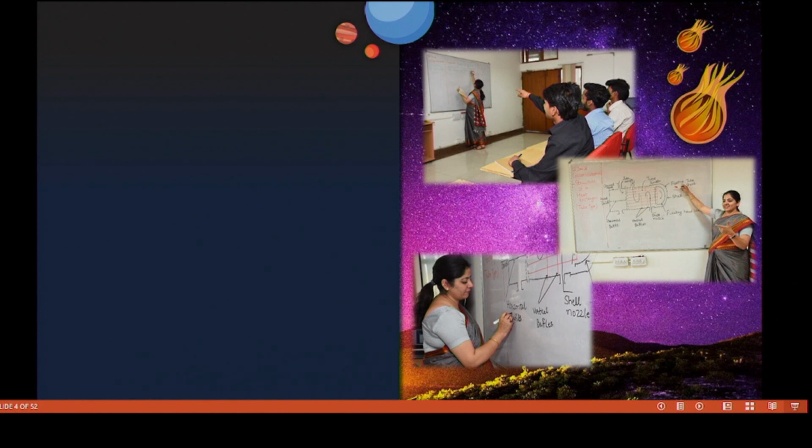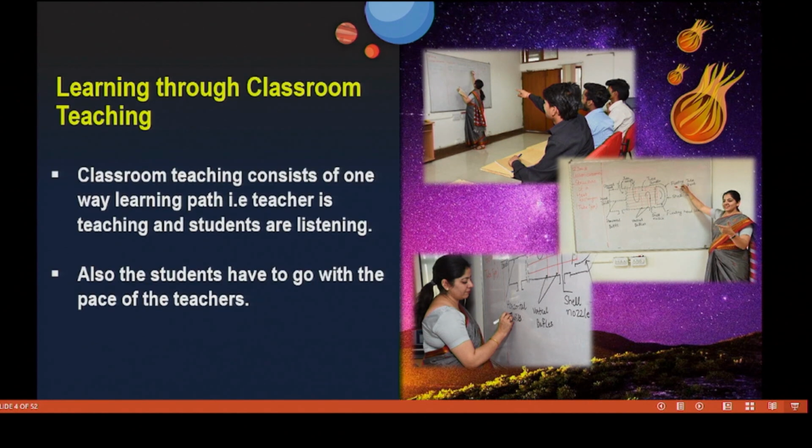So this is actually classroom teaching. Now what is classroom teaching? Classroom teaching consists of one-way learning, right? A one-way learning path, that is, the teacher is teaching and students are listening. Also, the students have to go at the same pace as the teacher.